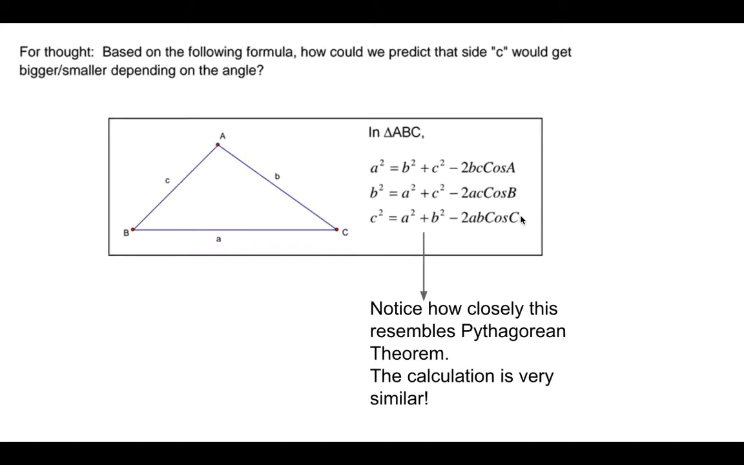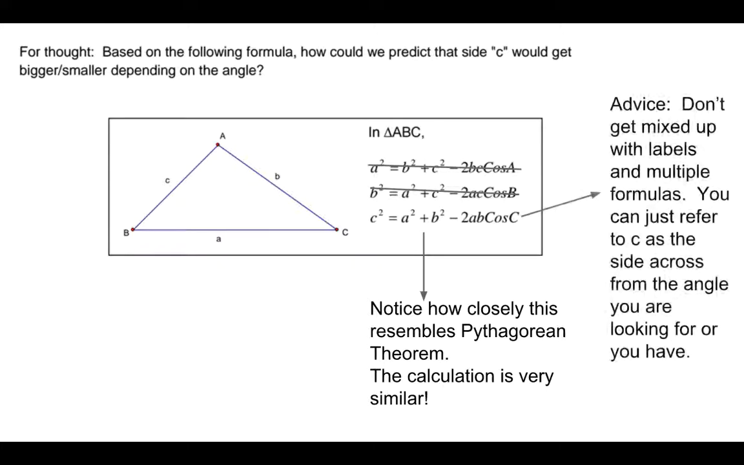It's very close to Pythagorean theorem though. We calculate it very similarly. We just subtract this amount off. Now in an acute triangle, it will always subtract off. In an obtuse angle, we have to find a way to make that C bigger. And so we'll see what happens in this lesson.